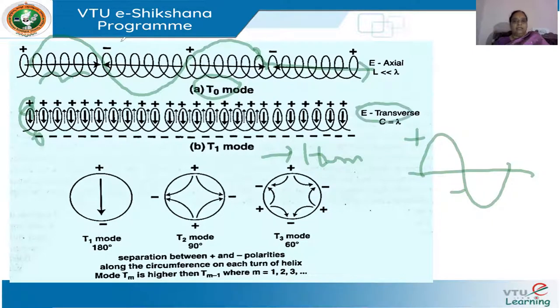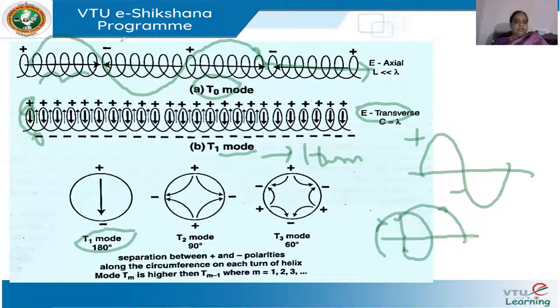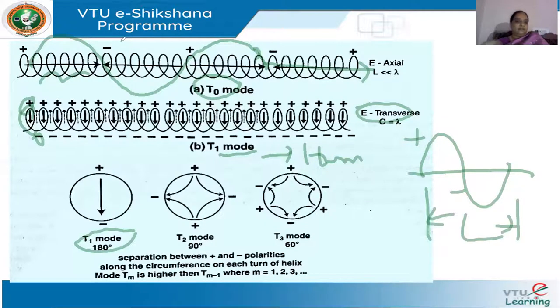Whereas here, the EM wave changes its polarity in one turn, but it is propagating in the transverse direction. So this is T1 mode. In T1 mode, this is one turn of the helix. By the time it goes from one turn to the next, it has 180 degrees. So the angle between the plus and minus is 180. The whole thing is your L, and from one end to the other end, the angle is 180 degrees.